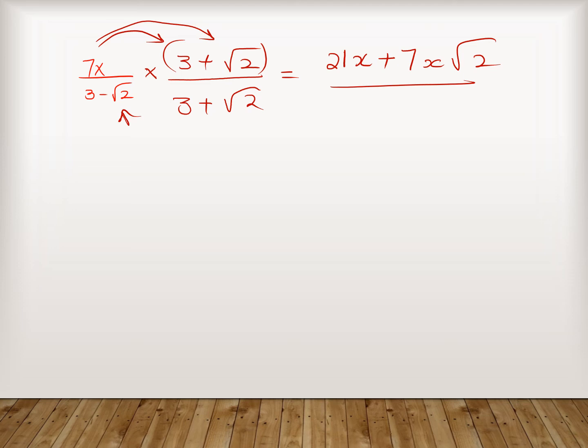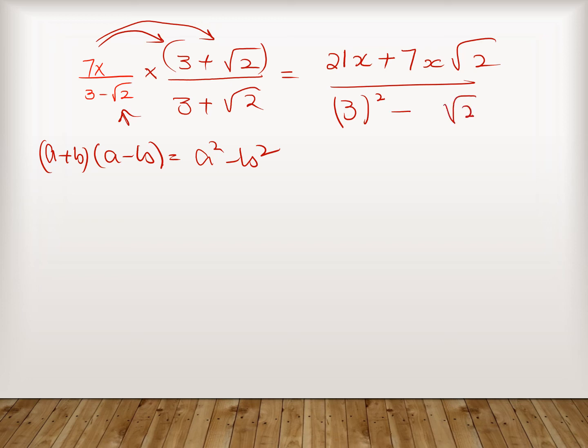Now what will happen with the denominator? Both the terms are alike, so you are going to use the formula (a plus b)(a minus b) equals a squared minus b squared. So here a is the first term, that is 3, whole squared, minus b, the second term, that is the square root of 2, squared.